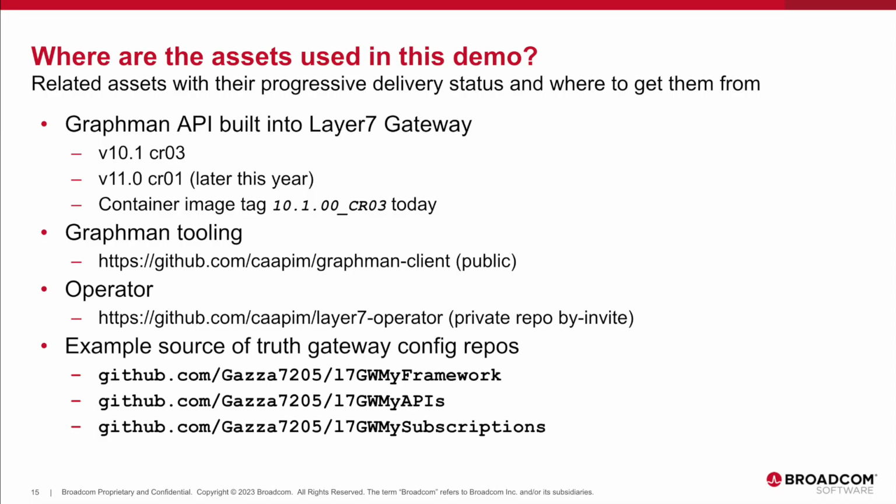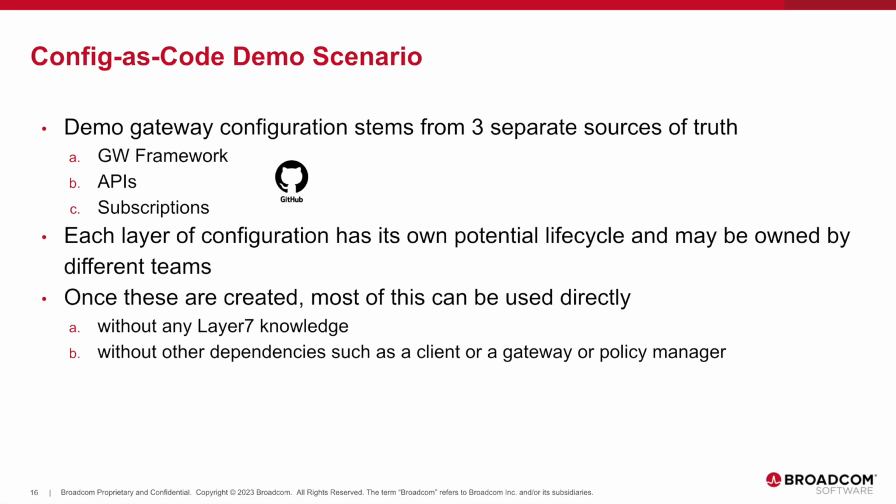The assets you're going to see as part of this demo are available to Layer7 Gateway customers. The Graphman API itself is built into the Layer7 Gateway. The Graphman tooling is this public repo, and the operator is a repo that is available by invitation. Please contact us for that. And even the use cases of configuration as code I'm going to show you are basically all available in these public repos here.